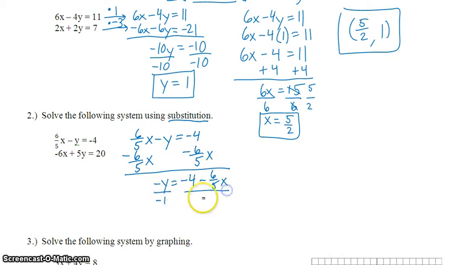Divide both sides by -1. And when I divide both sides by -1, I'm really distributing this division to both terms. This division bar is a grouping symbol that groups my entire numerator together, and I need to distribute. -4 divided by -1 gives me +4, negative divided by negative, and -6/5 x divided by -1. A negative divided by a negative is a positive 6/5 x. Now I know how big y is. Once I know how big y is, I plug it into the other equation.